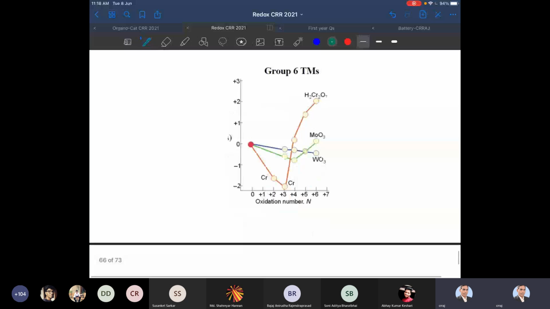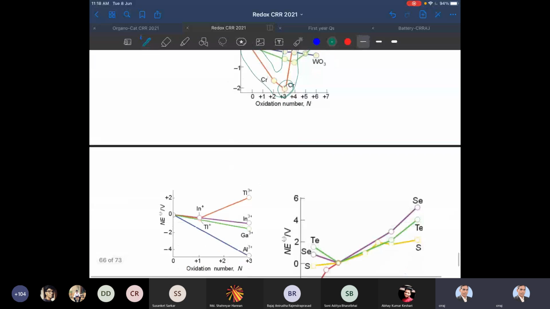Group 6 transition metals: chromium, molybdenum, and tungsten. You will be able to see a peculiar characteristic of chromium with respect to the other members of the group. It has completely different chemistry, so you will be able to read that. Chromium lies at the bottom. Dichromate, Cr2O7 2-, lies at the upper right corner.